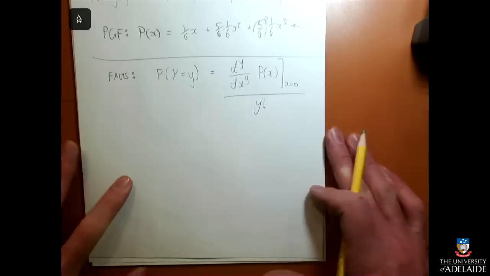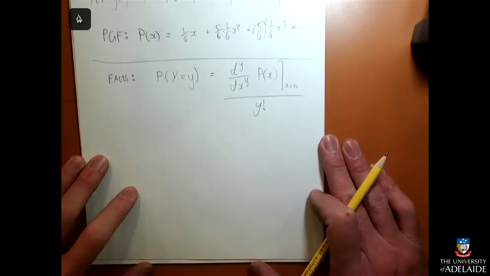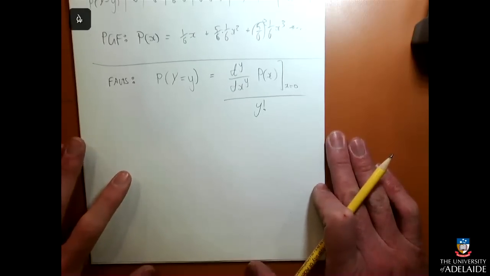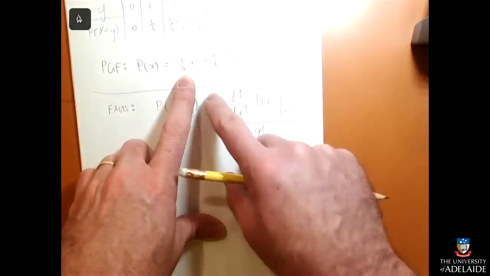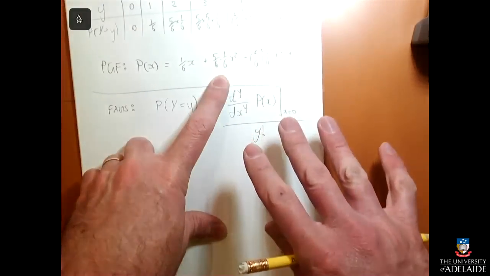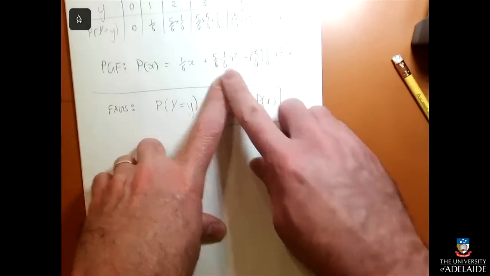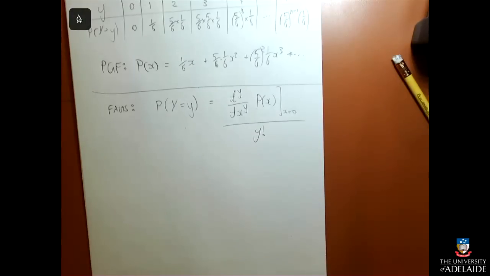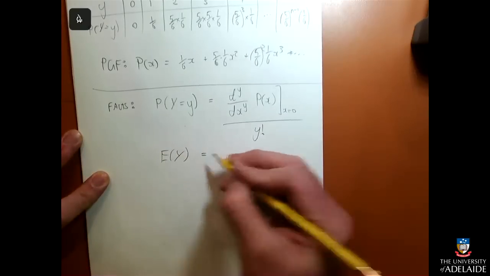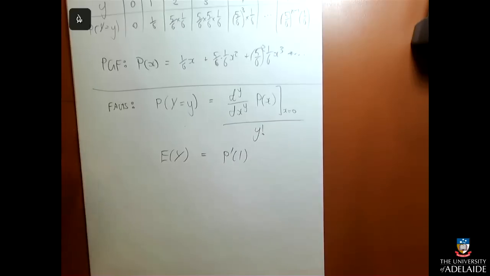All right, and the other thing is that I reckon I could get the expected value out, because the expected value would be each probability multiplied by its matching number. So if I differentiated this once, then I'd get 1/6 times 1. This would get multiplied by 2. This would get multiplied by 3. So if I differentiated it, everything would get multiplied by its matching number. And in order to add them all up, I'm going to need x equals 1 rather than x equals 0, so that everything's times 1, and therefore I add them all up. So it looks like the expected value of Y is going to be p dashed of 1. Now that's useful.